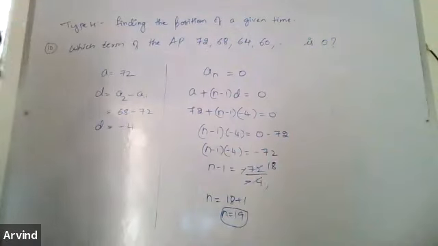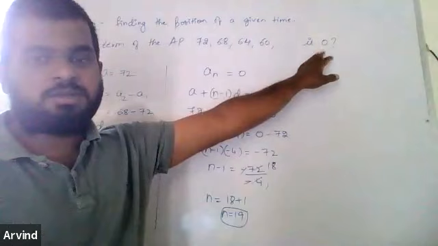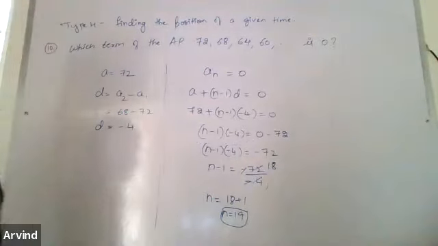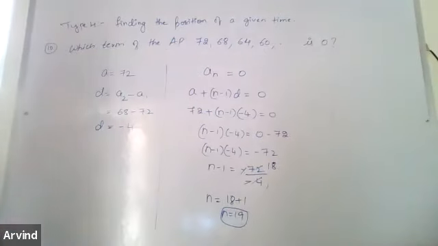N is equal to 19, Andre. This 0 belongs to which position? 19th position. Andre, 0 is the 19th term of the AP. That is what is expected. So the 19th term of the AP is 0. Exactly similar to the previous type, where you have to assume this as AN since you don't know the position, and solve it. Okay, all these are very, very easy problems.